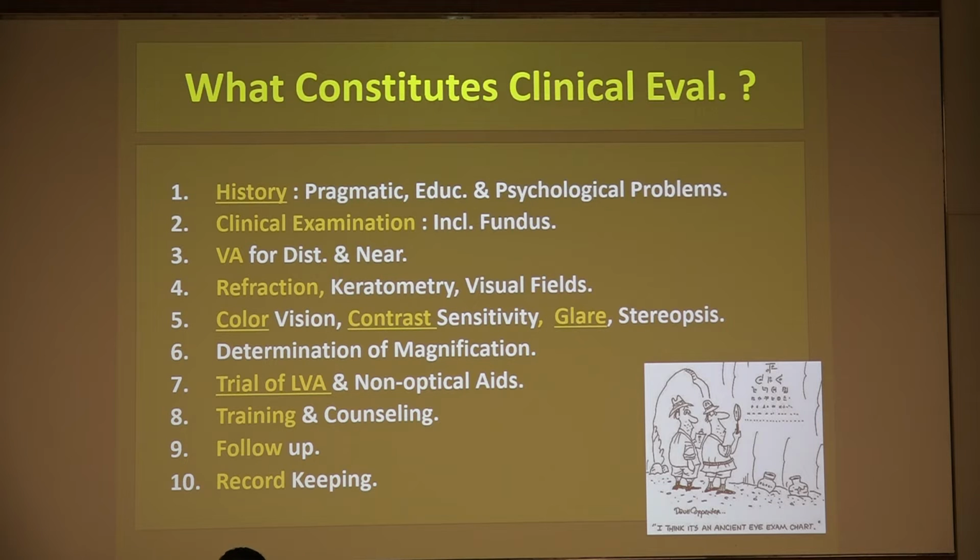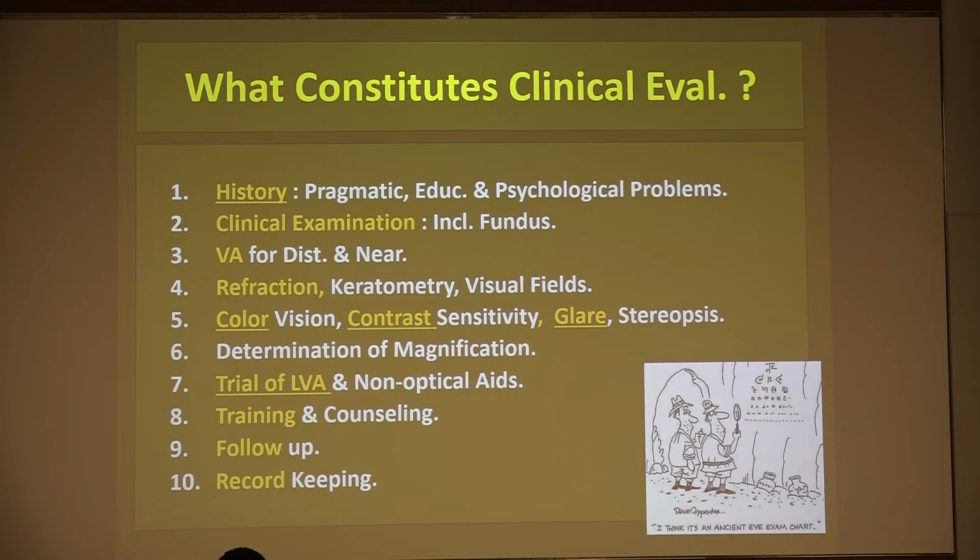Color vision should be noted, and stereopsis should also be assessed. One more important thing, we also need to do the binocularity evaluation, whether the patient is binocular or has only uniocular vision, because a few devices are based on the patient's ability to see binocularly.